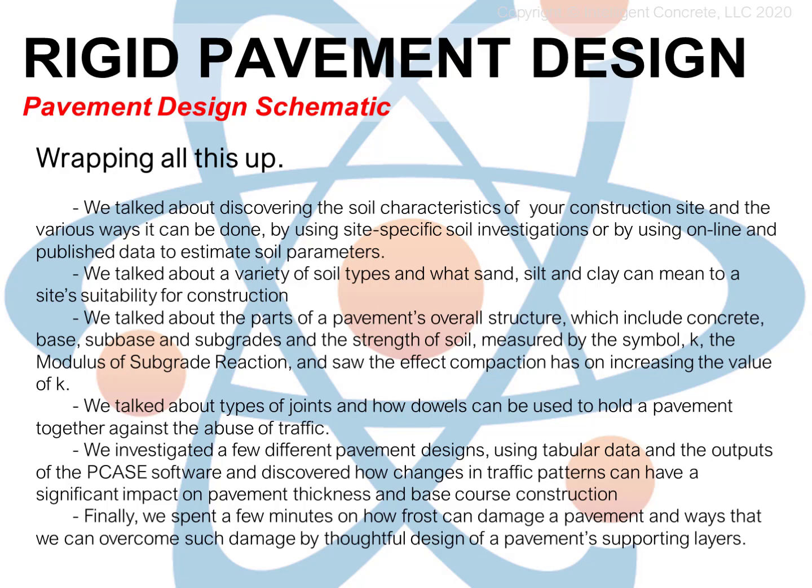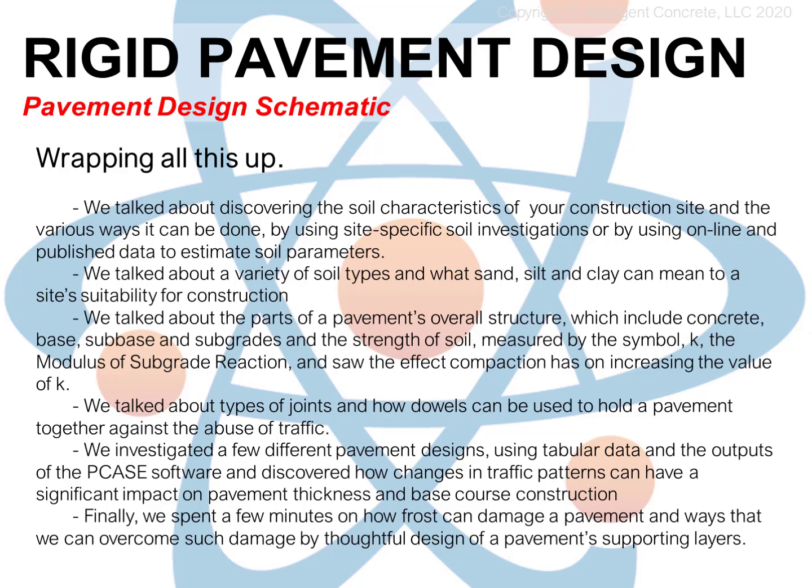We talked about discovering the soil characteristics at your construction site and the various ways it can be done, by using site-specific soil investigations or by using online and published data to estimate soil parameters. We talked about a variety of soil types and what sand, silt, and clay can mean to a site's suitability for construction. We talked about the parts of a pavement's overall structure, which could include concrete, base, subbase, and subgrades, and the strength of the soil, measured by the symbol K, the modulus of subgrade reaction, and we saw the effect compaction has on increasing the value of K.